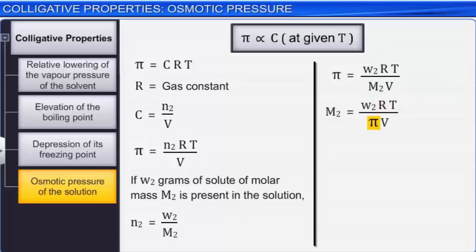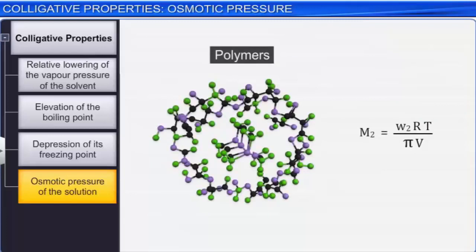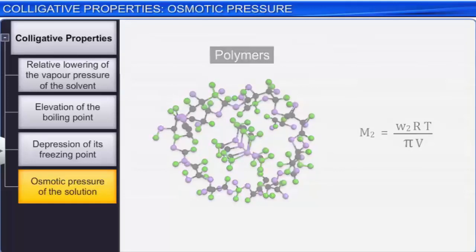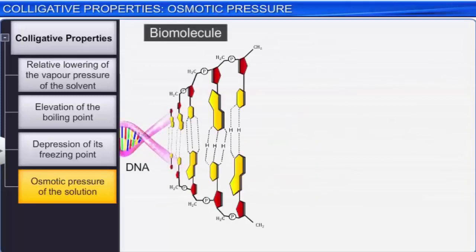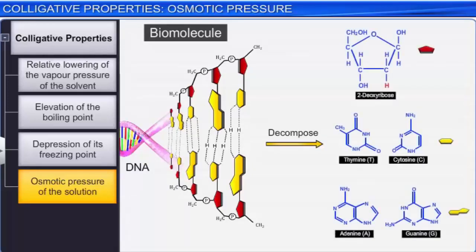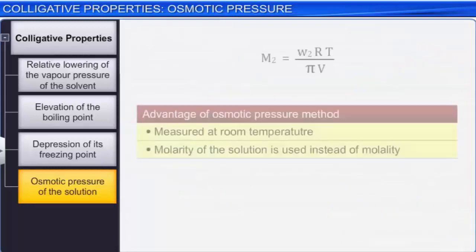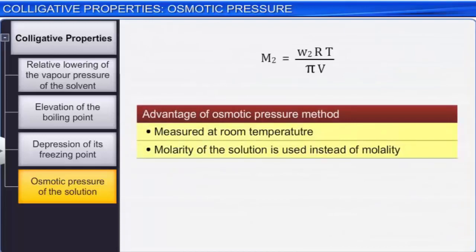This method of measurement of osmotic pressure is widely used to determine the molar masses of polymers and macromolecules, especially biomolecules, as they are generally unstable at higher temperatures and decompose before their boiling point is reached. This method has the advantage over other methods as osmotic pressure is measured around room temperature and the molarity of the solution is used instead of its molality.